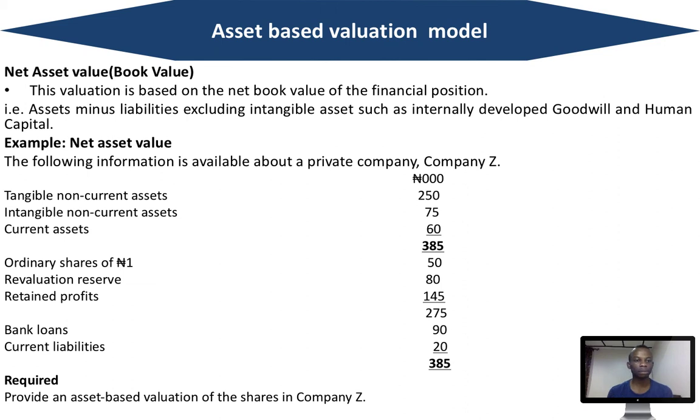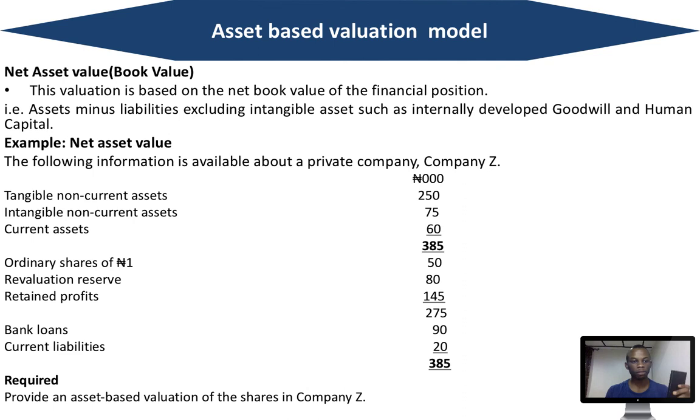So if you look at this example, they say provide an asset-based valuation of the shares in company Z. So the asset-based valuation of the shares in company Z is basically the net asset value. And how can you get the net asset value? Total asset, which is 385, minus total liability, which is 110. It will give you 275,000. 275,000 is the asset-based valuation of the shares.